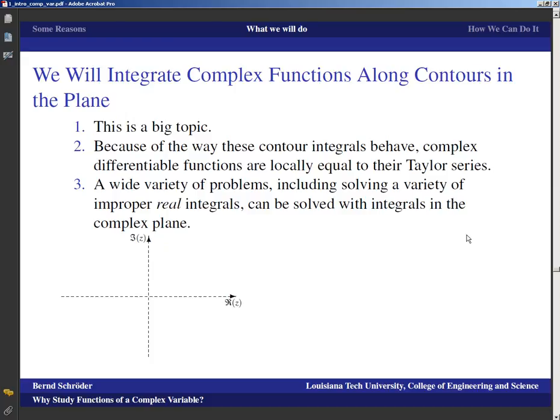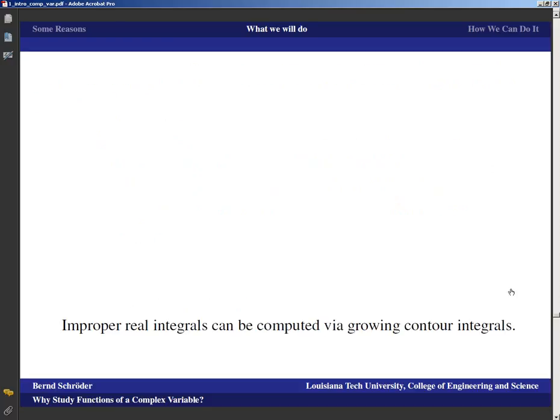So these contour integrals ultimately will be integrals over contours like squares, for example, and the neat thing is they can be solved by just computing certain values at certain special points inside the contour, and that's the residue theorem. We'll talk about that in greater detail. And then improper real integrals can be computed via growing contour integrals.